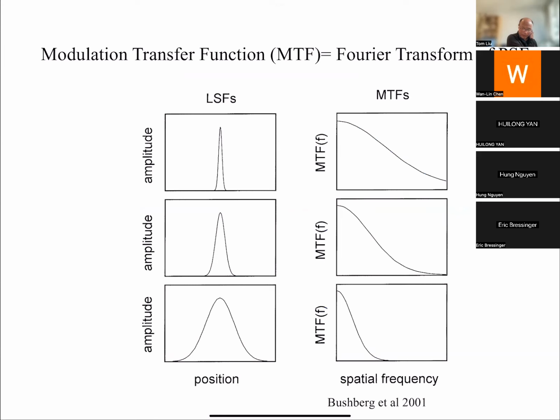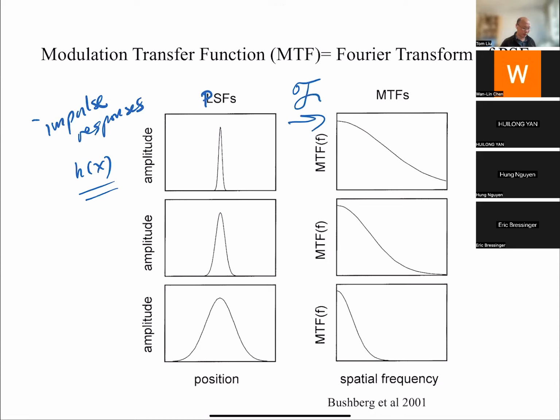So Professor McVeigh has talked about modulation transfer functions. And essentially, that is just the Fourier transform of the point spread function or the line spread function. We can call this the point spread function here. Okay. So this is sort of like your h of x, right? These are your impulse responses. And then these are their Fourier transforms, the modulation transfer function.